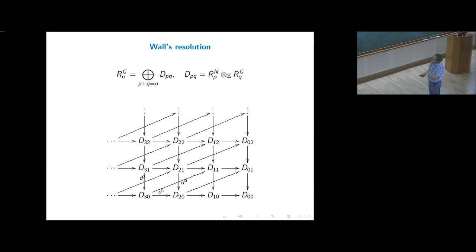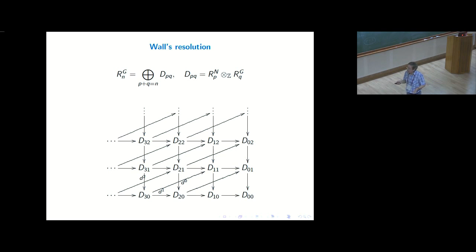C.T.C. Wall tells us in this case that we have a resolution for our quaternion group, which is a direct sum of modules D_pq, where p plus q equals n. So the degree 0 term is going to be this, the degree 1 term of the resolution is that plus that, the degree 2 term is that plus that plus that, and so on. And what is D_pq?